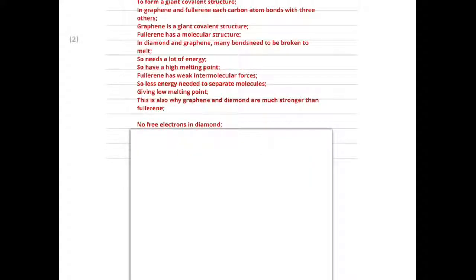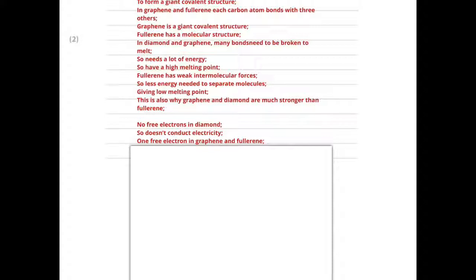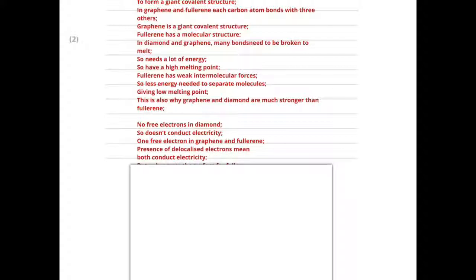Now in terms of electricity, there are no free electrons in diamond because all the carbon atoms are sharing their 4 possible electron pairs, so it doesn't conduct electricity. But in graphene and fullerene, you have 1 free electron because carbon, which can share 4 pairs, is only sharing 3, leaving 1 spare or free electron. So the presence of these delocalized electrons, these electrons which aren't being used up, means that this electron can move throughout the structure. So they both conduct electricity.